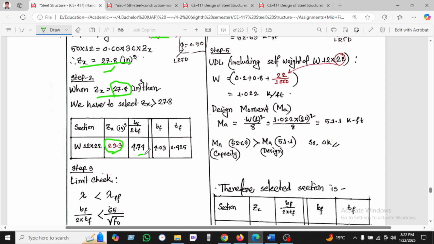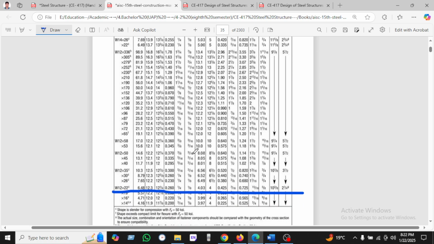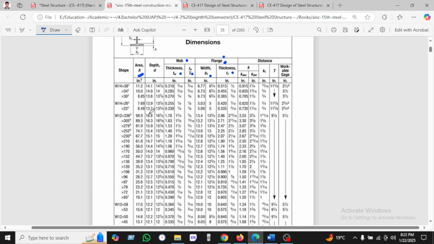We have found this from the AISC manual. We can see here tw divided by 2 is 1 by 8. So we have found b into 2tw. For b into 2tw, there is no given value, but we can calculate it here.